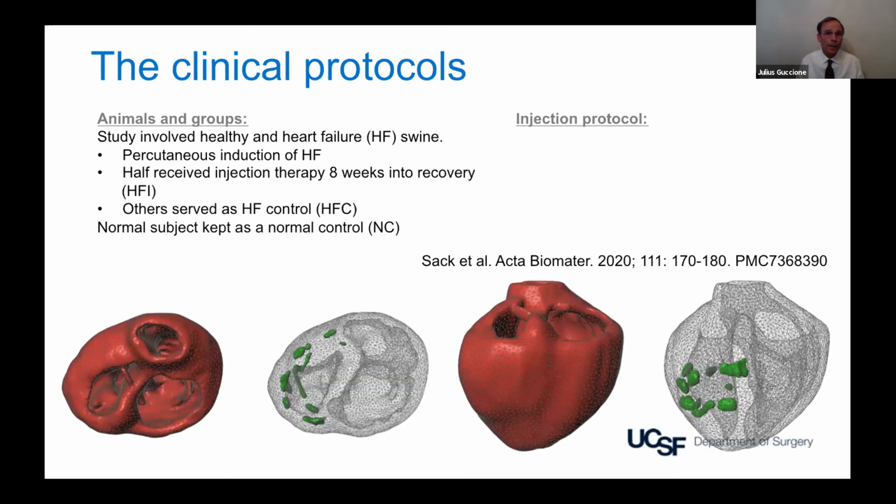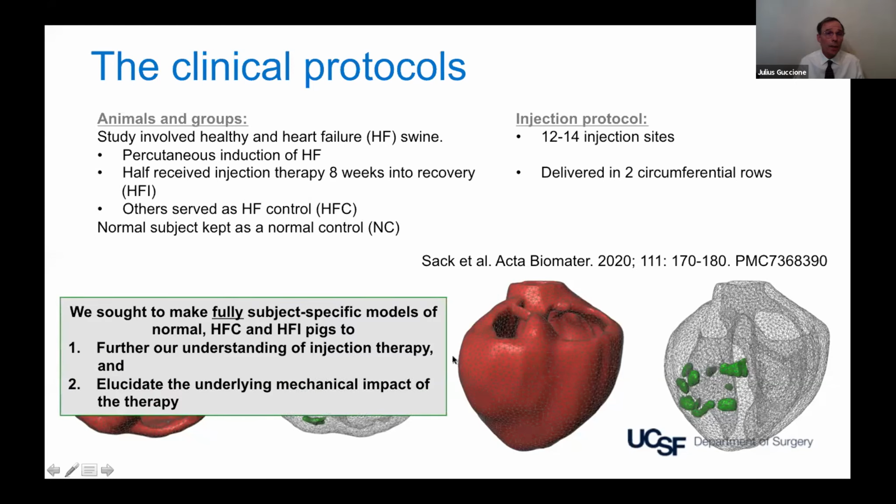So here are the finite element meshes created by Kevin Sack, and all the details are provided in this freely available paper. And you can see visually the injection pattern. There are 12 to 14 injections in each heart, only in the free wall, because this was done with an open heart injection protocol. And there are 2 circumferential rows. And again, the goal was to do detailed modeling using ex vivo diffusion tensor magnetic resonance imaging to build very detailed models geometrically, anatomically, and to try and understand the mechanism of action.